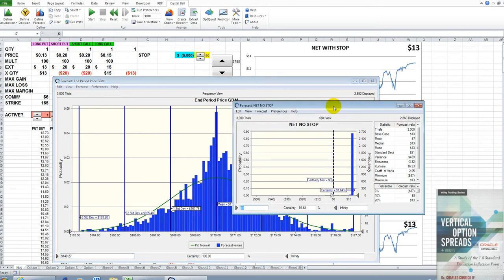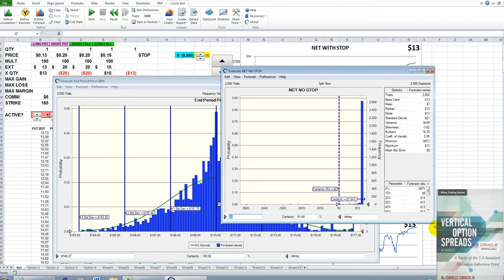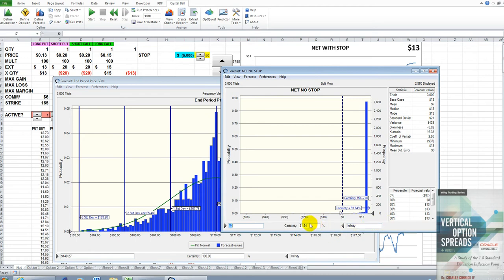On the net, with no stop, and I'll make this a little larger so that we can all see it, the chances of breaking even, making $0 to $13 on this trade, is about 91.6%. So you've got a high probability trade here. The mean payoff of it is about $7. According to the distribution, you're not going to make $13, the full payoff, all the time. So eventually you're going to lose.